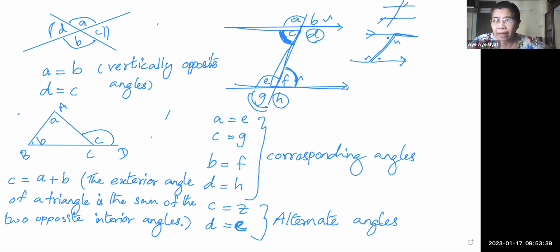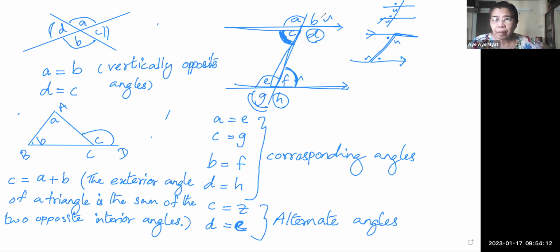Now, the angles are A, B, C, D, E, F, G, H. Parallel lines, the upper machine angles, the upper parallel line. A is equal to E. Parallel line angles, two bodies. C is equal to G.